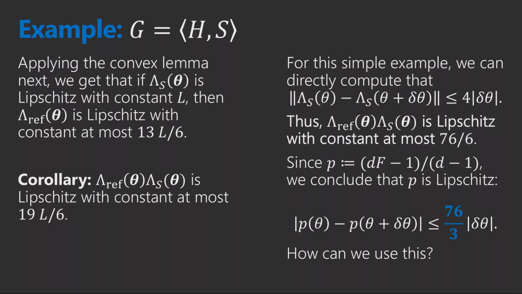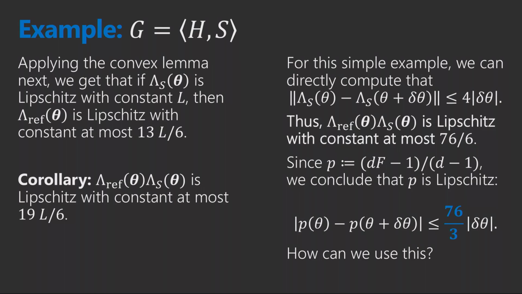So applying the convexity lemma, this gives us that our reference channel is smooth with a constant at most 13L/6, where L is how smooth lambda S itself is. And so as a corollary, when we do interleaved and pick up one additional copy of lambda S, we're at 19L/6.